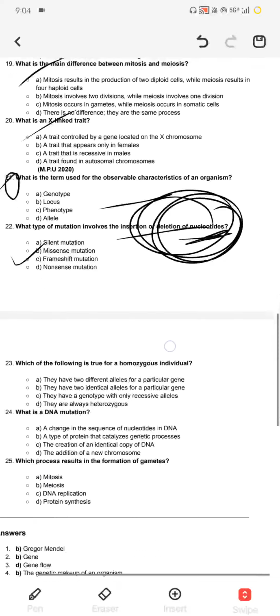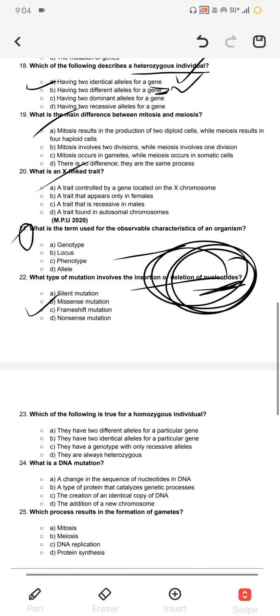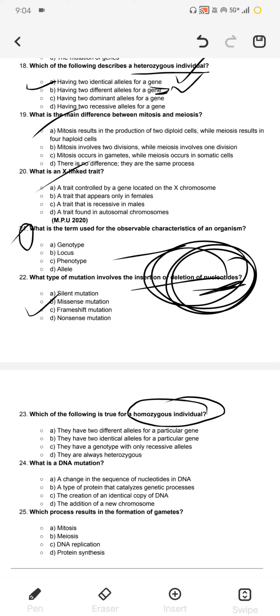Okay, next question is which of the following is true for a homozygous individual? Which of the following statements will be true? They have two different alleles for a particular gene, that is homozygous. Focus on the term homozygous. The options are they have two different alleles for a particular gene, they have two identical alleles for a particular gene, they have a genotype with only recessive alleles, they are always heterozygous. So the right option here is option A, they have two different alleles for a particular gene.